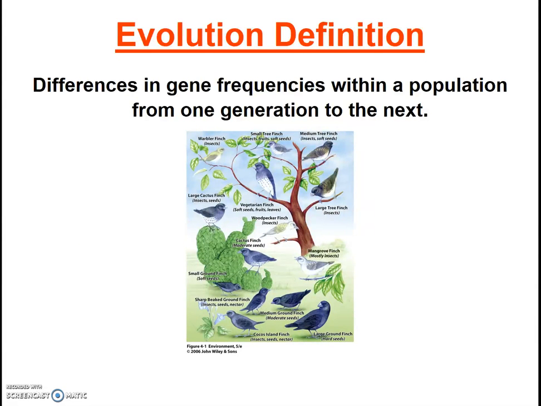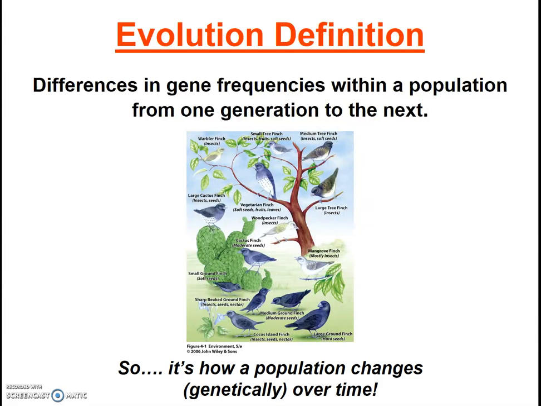First, let's look at evolution. We'll use your textbook definition. Evolution: differences in gene frequencies within a population from one generation to the next. Thus, basically, evolution is how a population changes genetically over time.